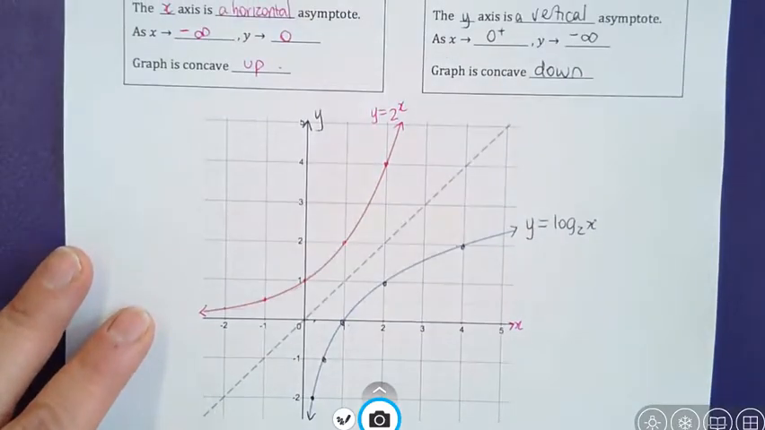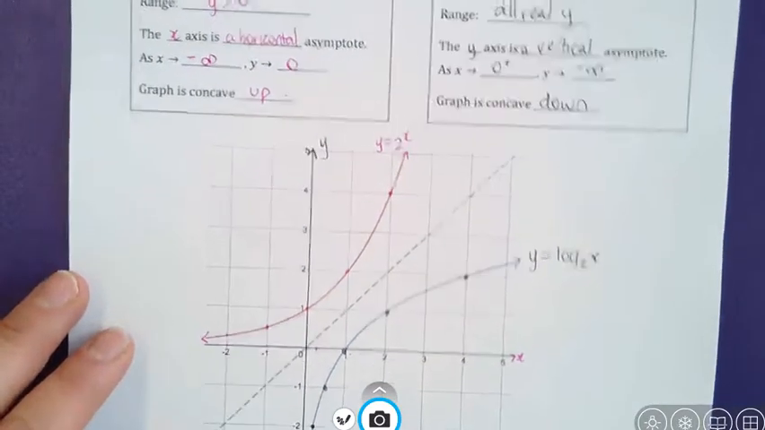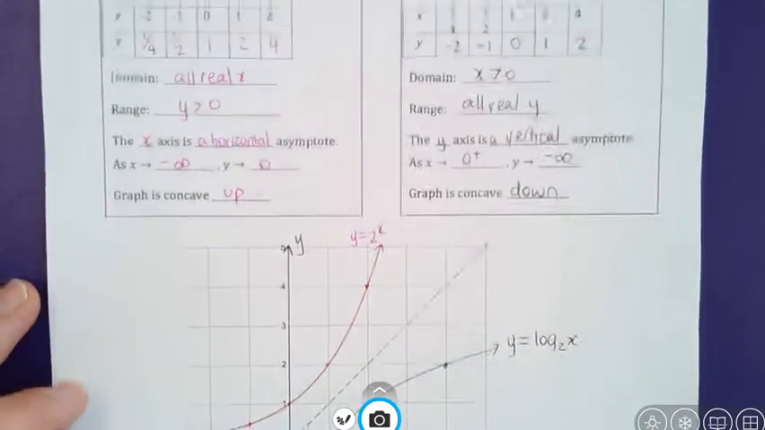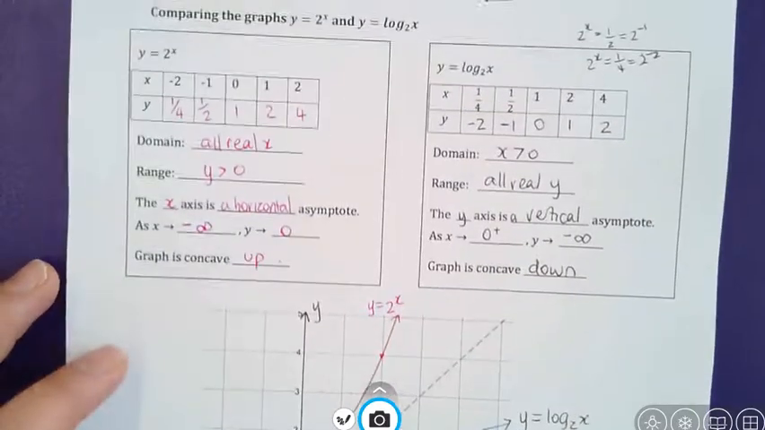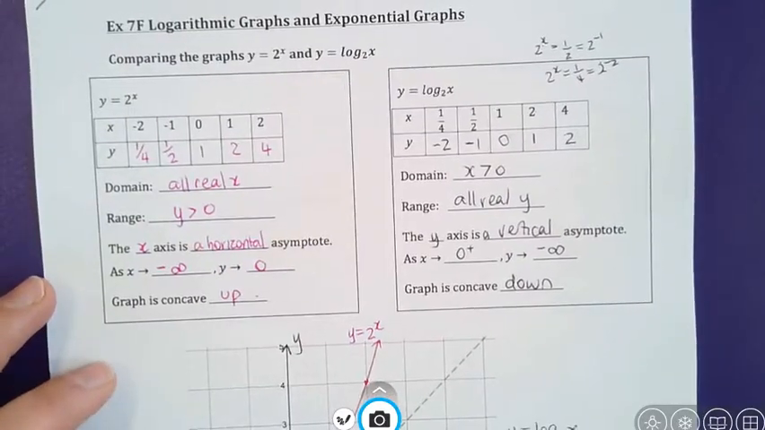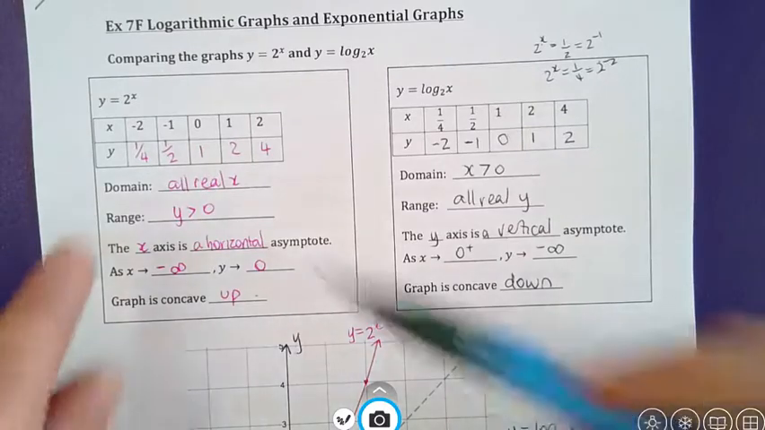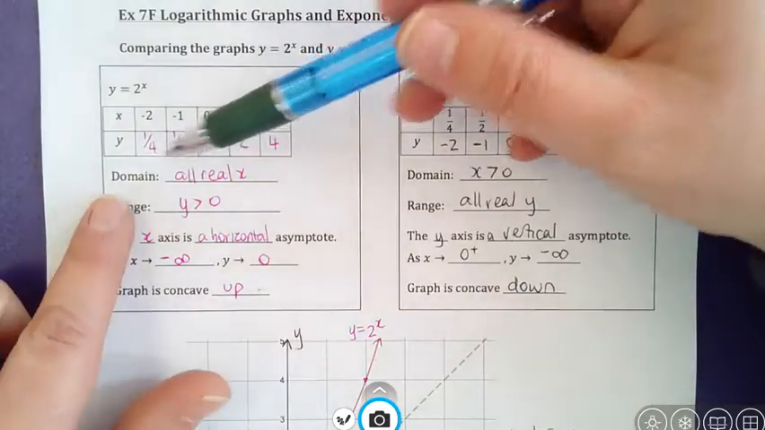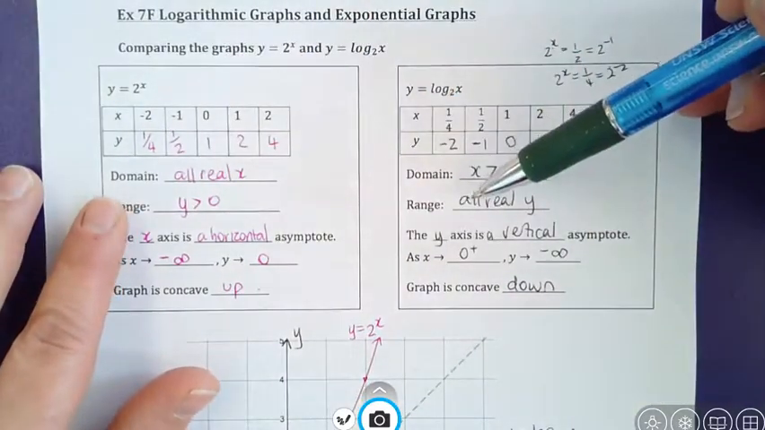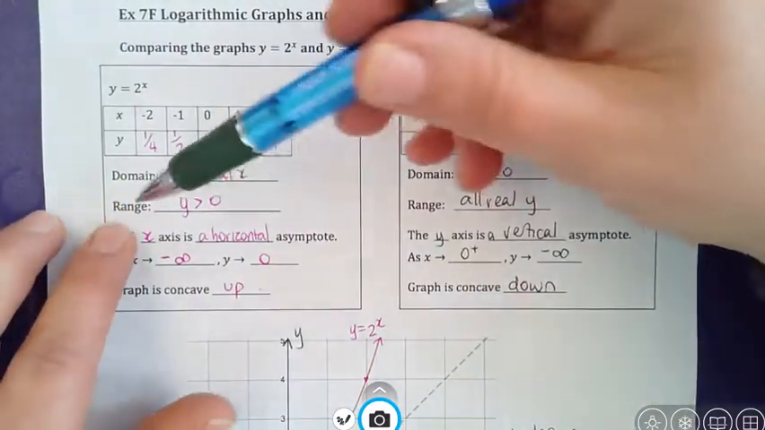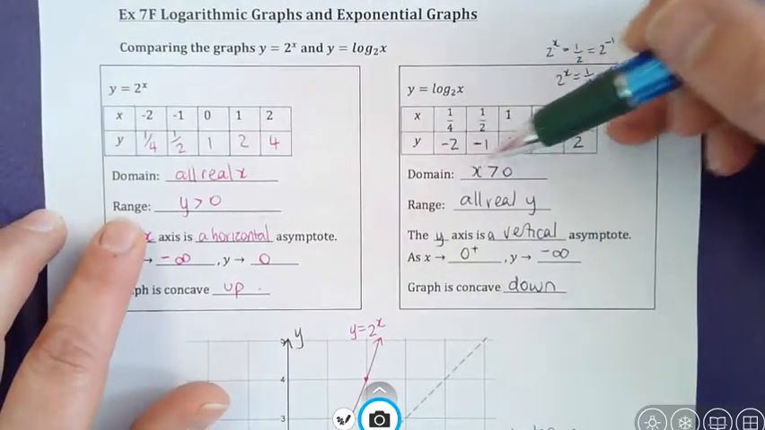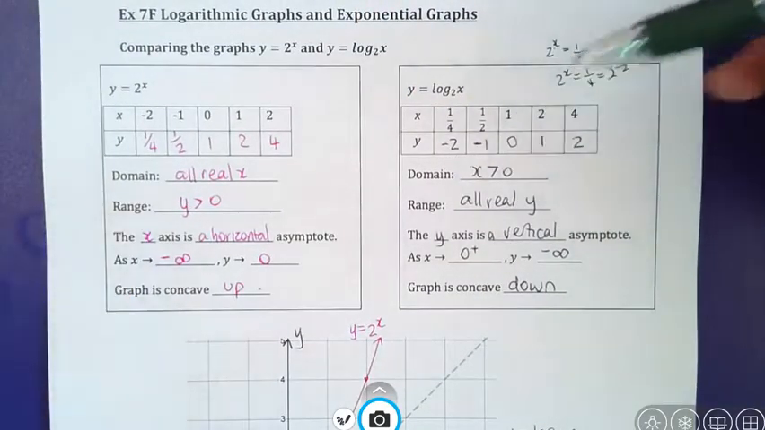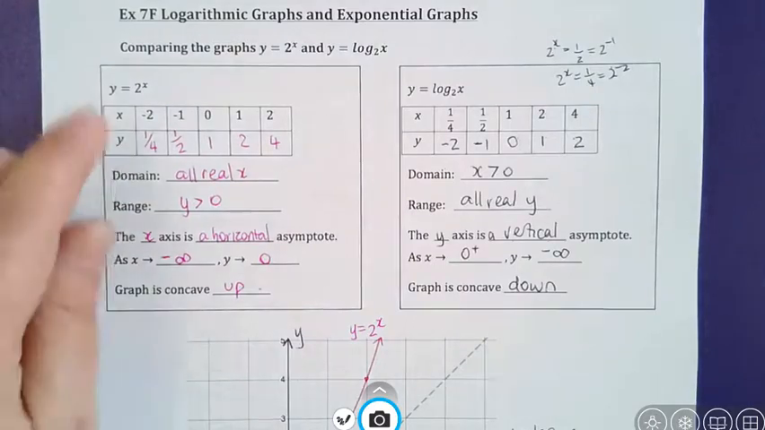Okay, so putting these two side by side, look at these two boxes side by side. They appear to be exact opposites of each other. Whatever's happening for x here is happening for y in the other function. Look, the domain is all real x. Over here, the range is all real y. The range is y is greater than 0. Here, the domain is x is greater than 0. So it's like the x's and the y's have been swapped.